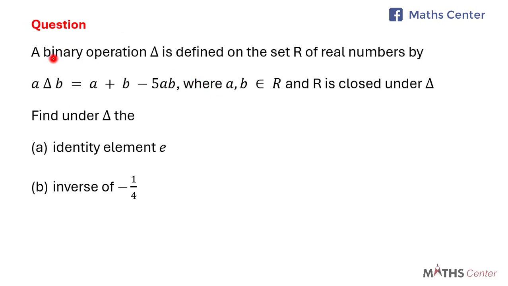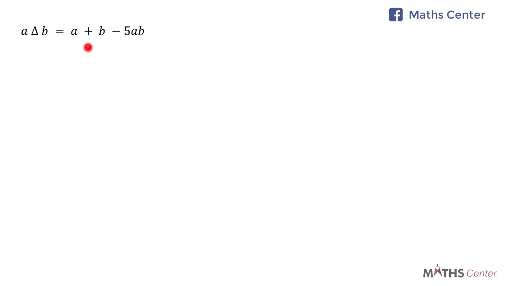Here's the first question. A binary operation delta is defined on the set R of real numbers by A delta B is equal to A plus B minus 5AB, where A and B belong to R and R is closed under delta. Find under delta: A, the identity element E; B, the inverse of negative 1 over 4. So let's begin with the first part, which is the identity element E. The definition of the binary operation is A delta B is equal to A plus B minus 5AB.